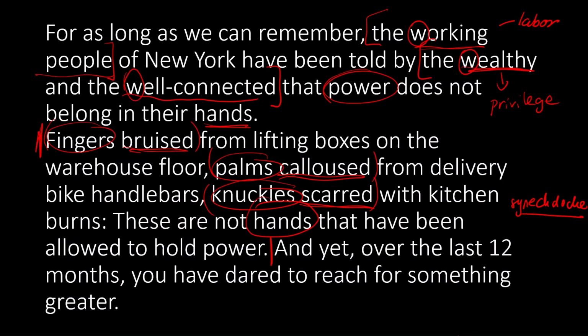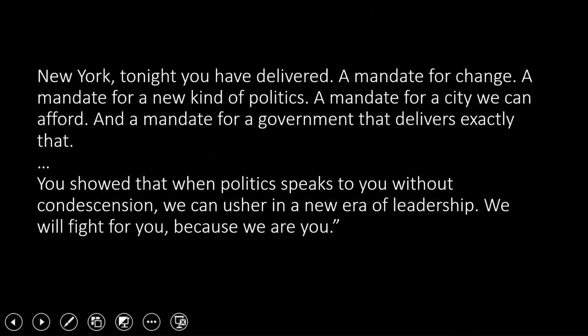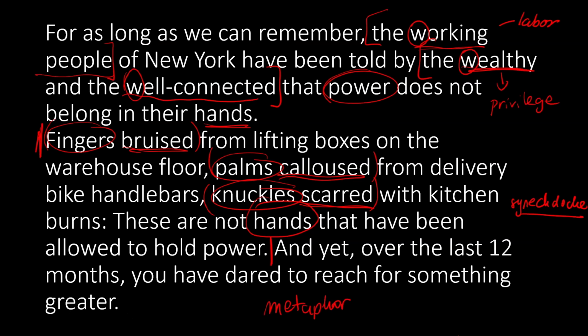And then he says, and yet, despite the fact that you were not allowed to hold power in the past, over the last 12 months, throughout his campaign, you have dared to reach for something greater. So there is again some kind of risk involved. Voting and campaigning is an act of courage. So when he tells them you have dared to reach for something greater, the audience feels empowered because they're presented for once as heroes in this story. So again, he continues with this ethos of humility. He does not position himself as the one who achieved all of this. Even though it's his victory and it's his night, he really makes the night about the audience, and that helps him establish the connection with the audience.